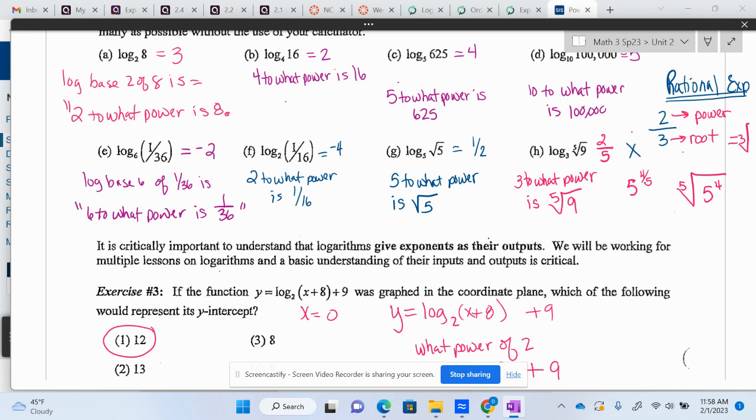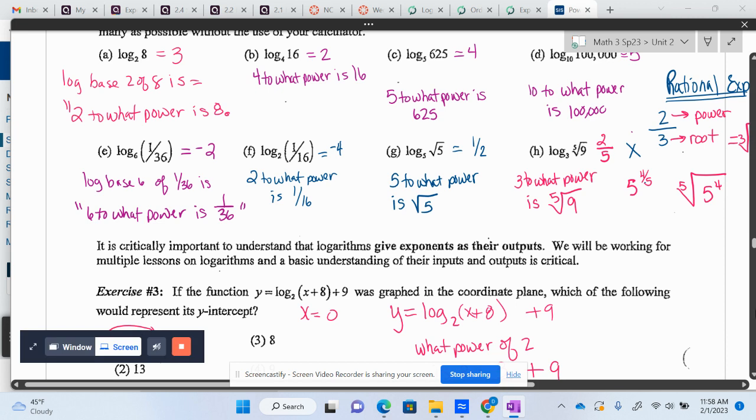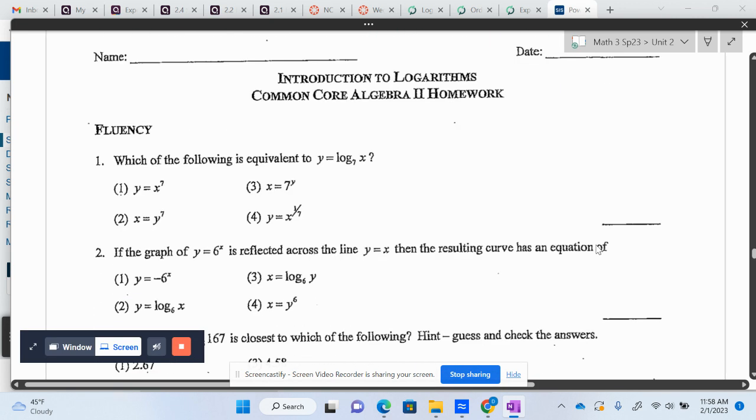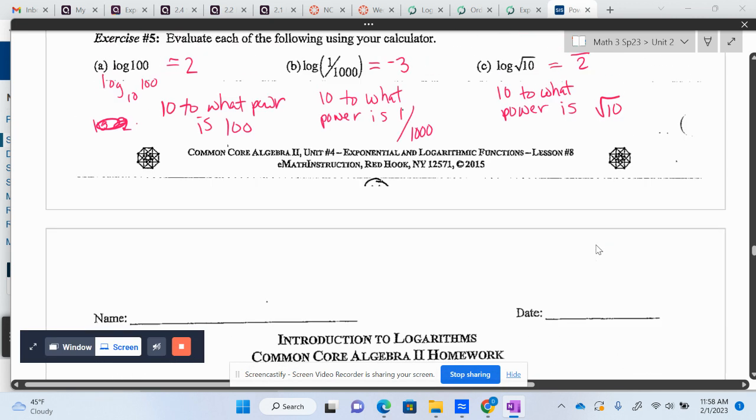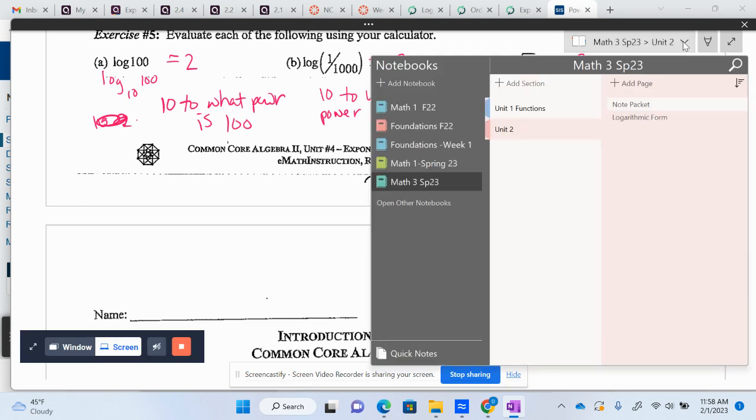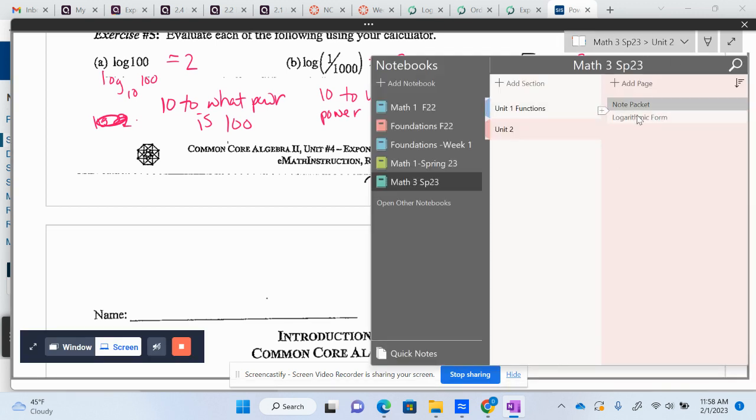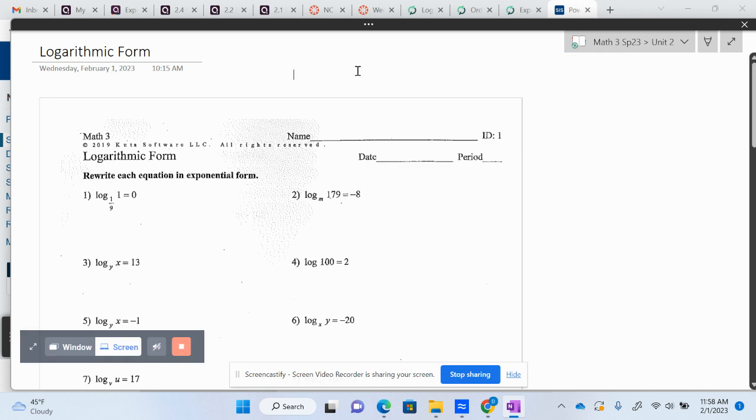So let's go to your worksheet really fast. I want to just go through this, and I wanted to make sure you guys knew how to do it on your calculator. So your worksheet says logarithmic form. It looks like this.